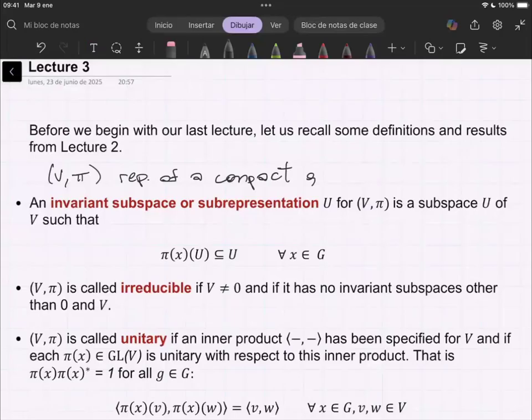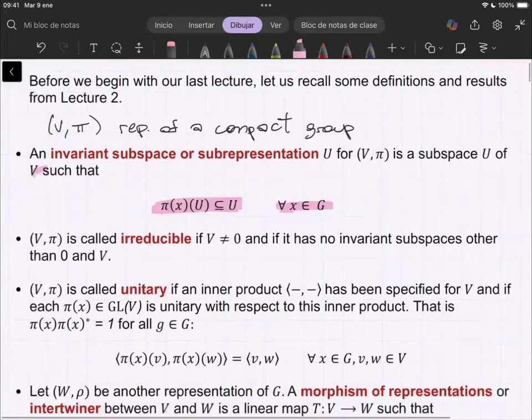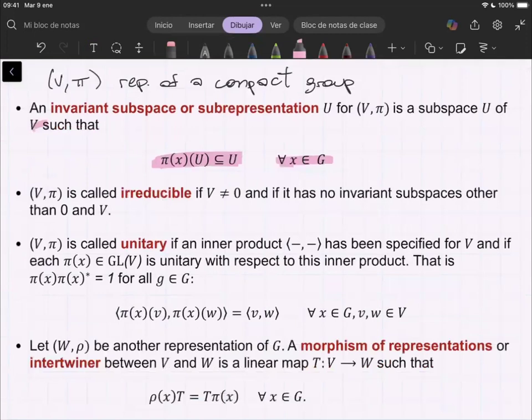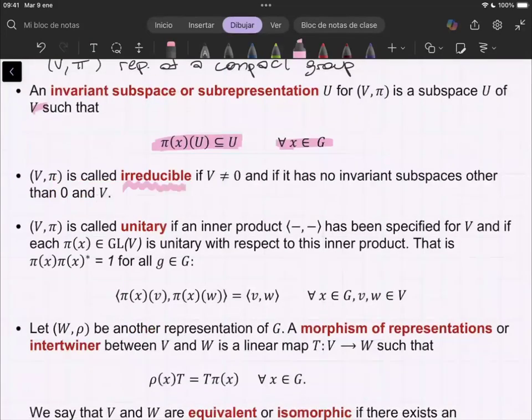An invariant subspace is a subspace U of V that is stable under the action of any element in G. So when we apply the transformation pi of x to U, it lies inside U. We say that a representation is irreducible if it contains no invariant subspace other than 0 and everything.